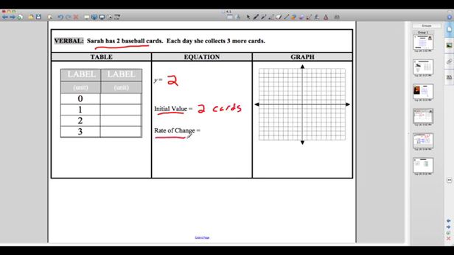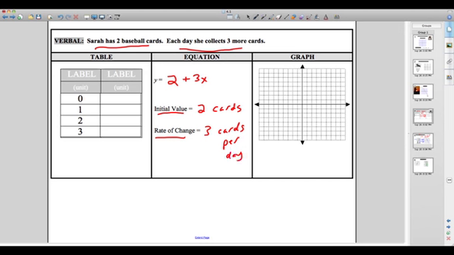Then we've got some kind of rate of change. What is changing? What is adding or subtracting? Well, every day or each day she gets 3 more cards. So I'm going to say she has 2 cards plus every day she gets 3 more cards. So it would be 3 cards every day, x. So really the rate of change in this case would be 3 cards per day.